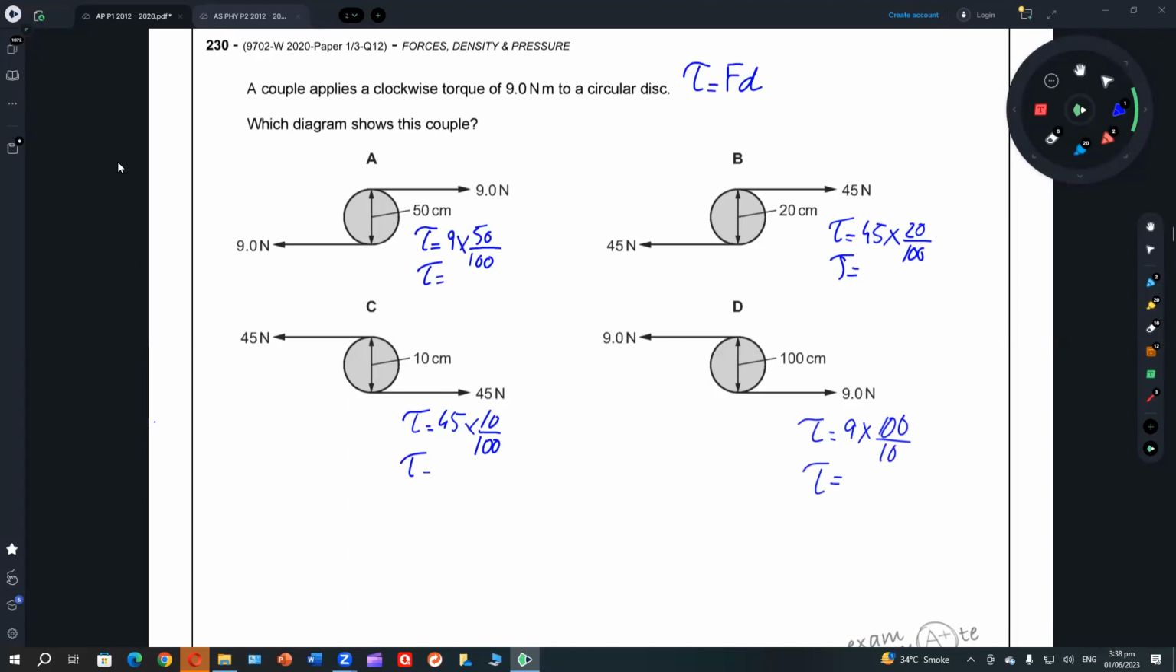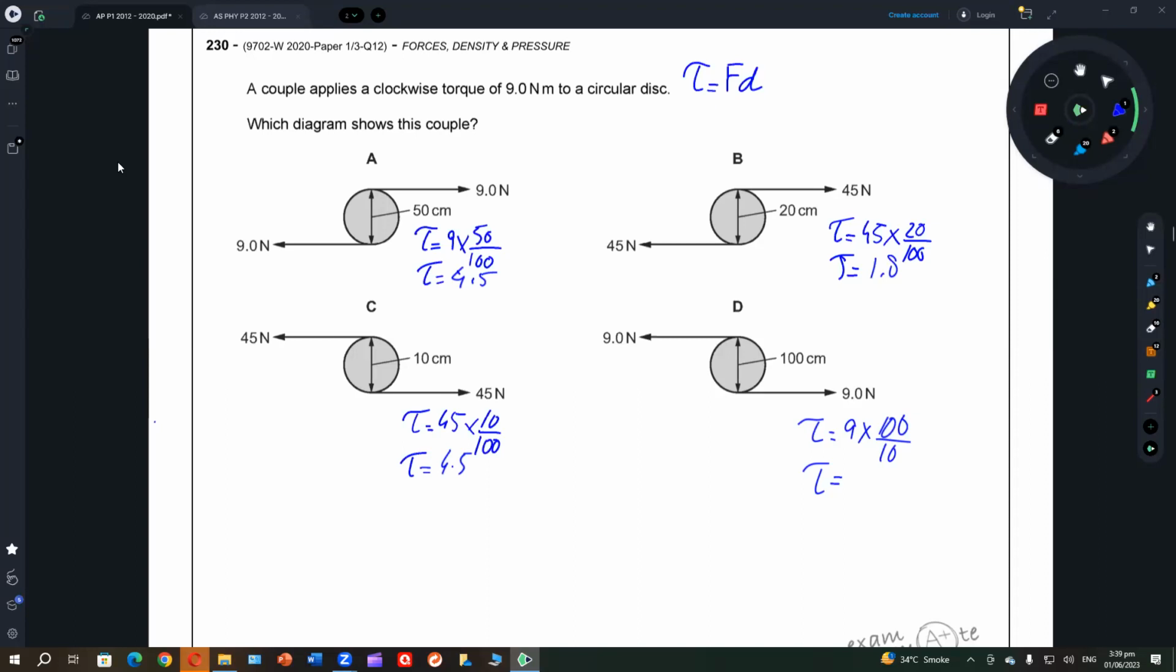So there are four options. We need to get an answer of 9. Interestingly, where can we get 9? The first one shows 4.5. The second one shows 1.8. And C again shows 4.5. But D is showing 90.